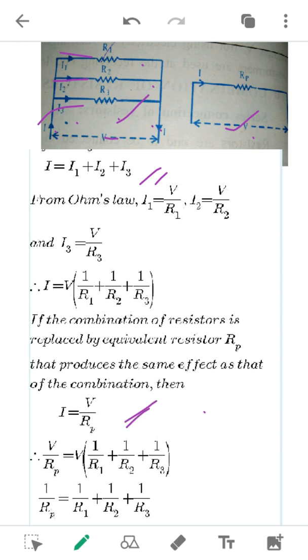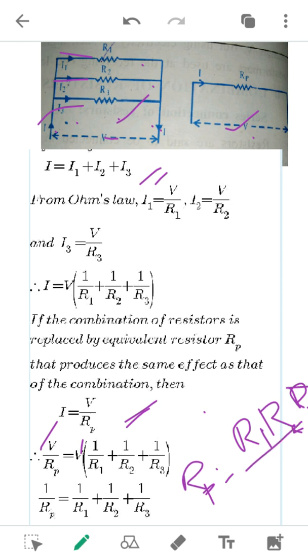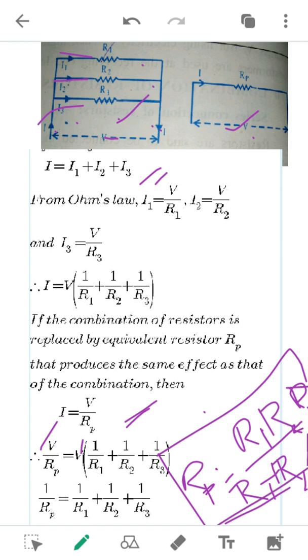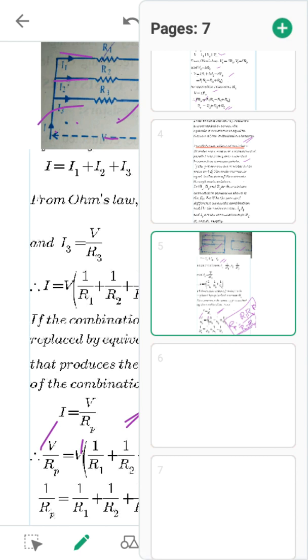Then V by Rp equal to V into 1 upon R1 plus 1 upon R2 plus 1 upon R3. So V and V get cancelled here. So that is 1 by Rp equal to 1 by R1 plus 1 by R2 plus 1 by R3. So also here again we can write it as Rp is equal to the product of individual resistors, that is R1, R2, R3 divided by R1 plus R2 plus R3. So this will be the equation for the parallel combination.